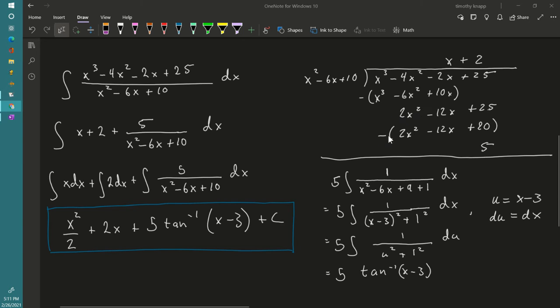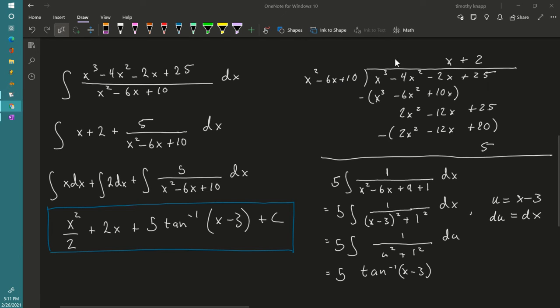2x squared minus 2x squared, and then negative 12x plus 12x. These guys actually cancel out, so that's nice. It eliminates a stage to this thing here. And let's see, what else do we have? 25 minus 20 gives me a 5. So my remainder is 5. Here's my quotient up here.